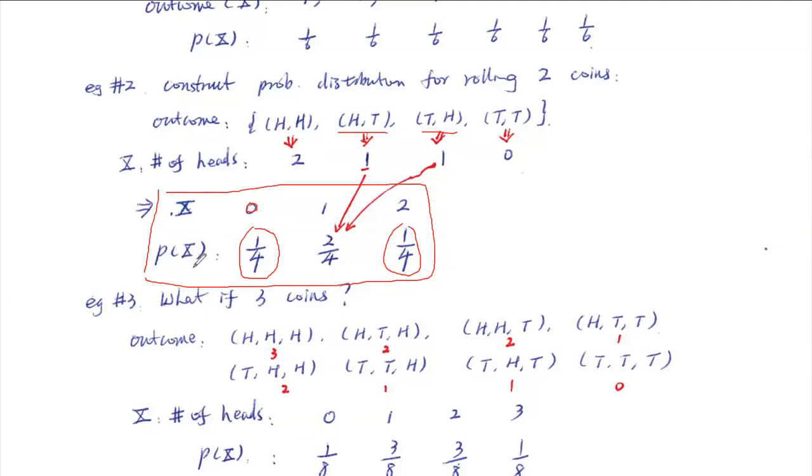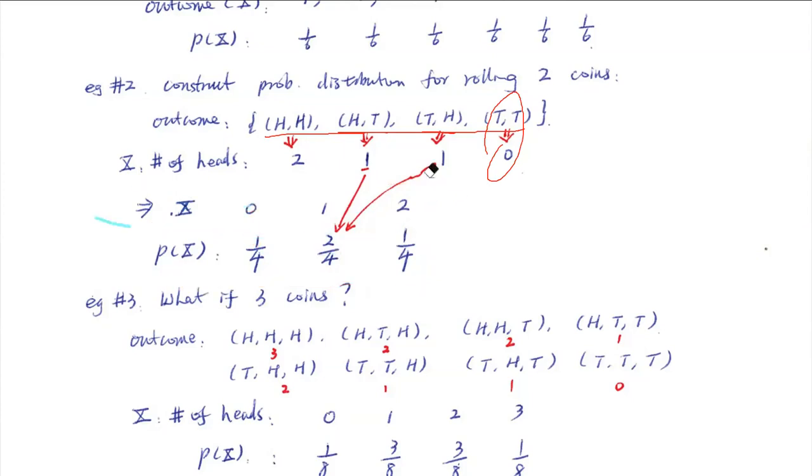Okay, let's check. Remember, probability is how many of something divided by something, is that right? So we are asking how many cases have 0 heads. Tell me, out of those 4 outcomes here, how many cases have 0 heads? Only 1 case. That's right, it is 1, it's not 0. Thank you, that's a good question.